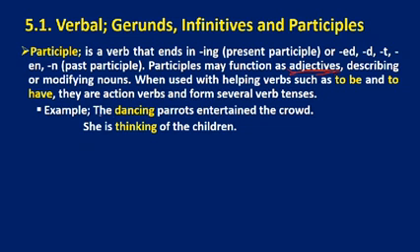For example, the first sentence: the dancing parrots entertained the crowd. Here the participle dancing is in its present participle form, right? It took verb-ing. So what is it explaining? Yes, it's talking about the parrots. It's telling us what the parrots do, what type of parrots they are. So there are many parrots.